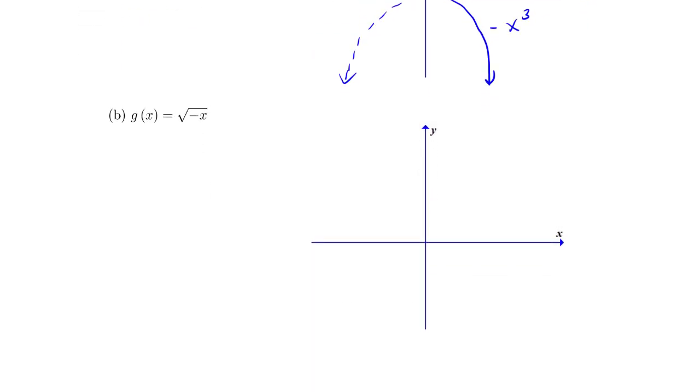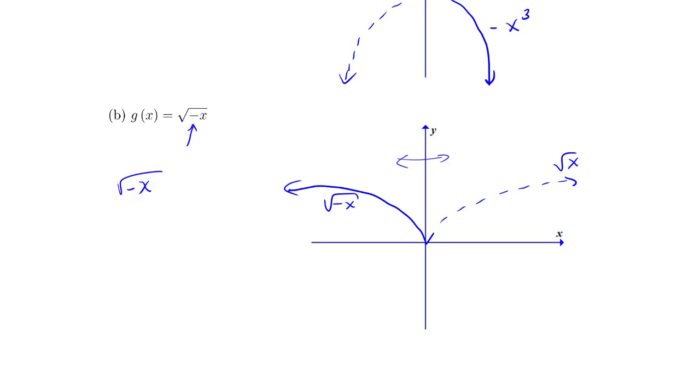Whereas here, I have the square root of negative x. So now the negative is inside. I'm still starting with the square root of x, but then I'm going to put a negative on the x. That should be a horizontal effect. So if I started with the square root of x, and I flipped it, so I flipped it horizontally, there's the square root of negative x.